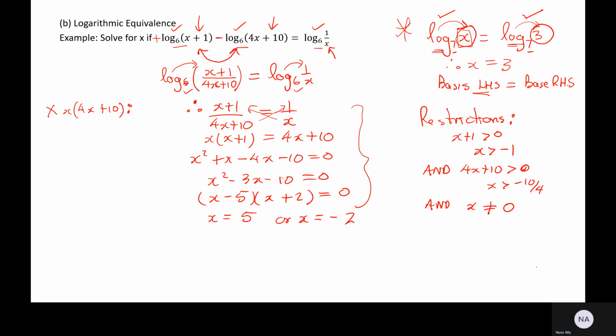So now, against every single one of those restrictions, take minus 2. Is minus 2 greater than minus 1? No. So x cannot be equal to minus 2. Neither is it greater than minus 10 over 4. What about 5? Is 5 greater than minus 1? Yes. Is it greater than minus 10 over 4? Of course, because 5 is positive. Therefore, the only answer is x equal to 5. Log equivalence.